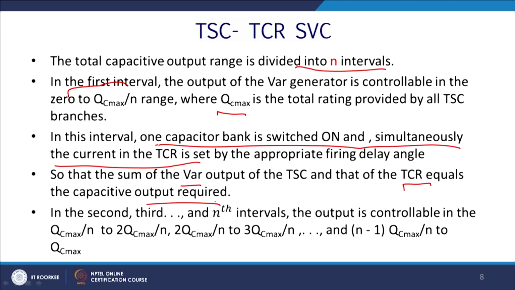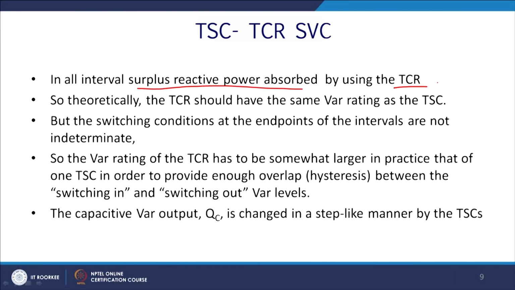In the second, third and nth interval of the output control, let us say this is QC max by n, there will be 2 QC max by n and so on till QC max. So, you can have a step change in operation of compensating VAR. We shall see this in a waveform soon. In all intervals, the surplus of the reactive power is absorbed by the TCR. That is what I was saying. So, theoretically the TCR should have the same VAR rating as the TSC, but we generally provide a little bit more.